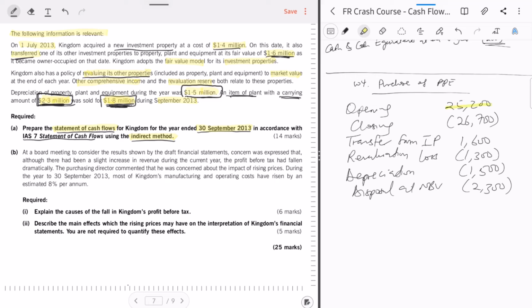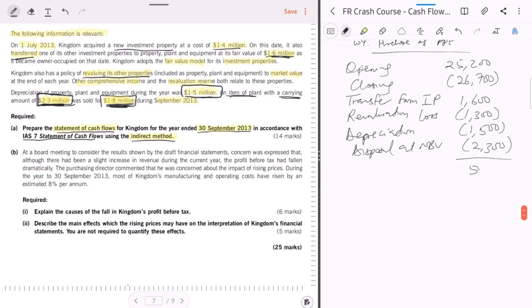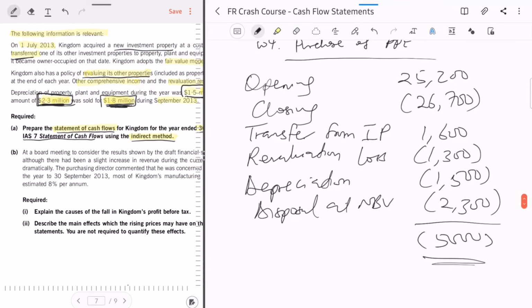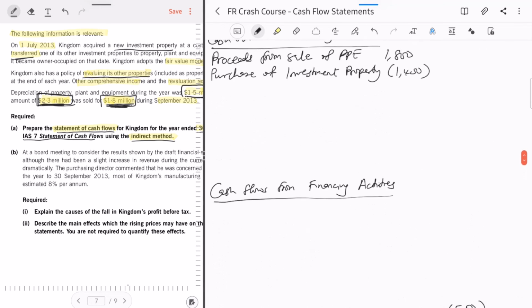So it's going to be 25,200 minus 26,700 plus 1,600 minus 1,300 minus 1,500 minus 2,300. That gives me 5,000. So this 5,000 means that's how much I purchased in terms of property, plant, and equipment during the year, right? So I come to investment activities.